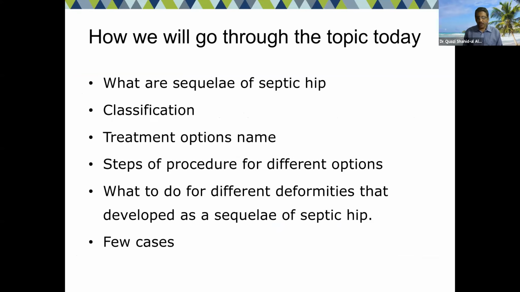So let me give you a guideline on how we are going through this topic today. First, we are going to know what the sequelae of septic hip are. We are going to know about some classification systems. Then the treatment options, names only. Then the steps of procedure for different options, as much as possible. Then what to do for different deformities that develop as a sequelae of septic hip. And last of all, a few case illustrations.